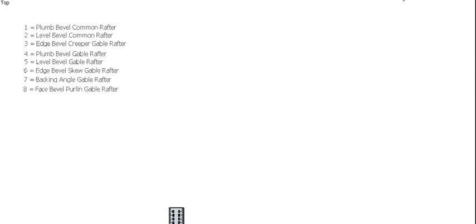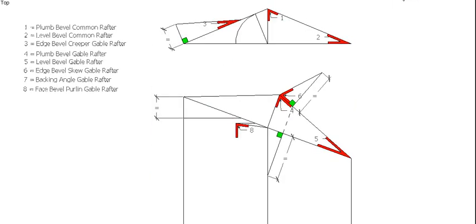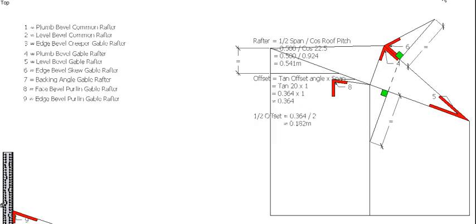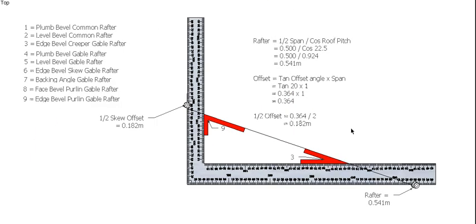And again, same as every other roof that we've done, the edge bevel for our purlin is formed when we do bevel 3, our edge bevel creeper. So it's already done, it's up there. If we go back to our square that we had bevel 3 on, we'll have bevel 9. So there you go, there are the bevels required to cut a skew gable roof.